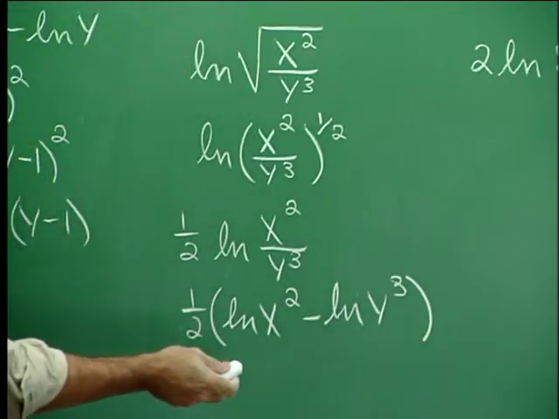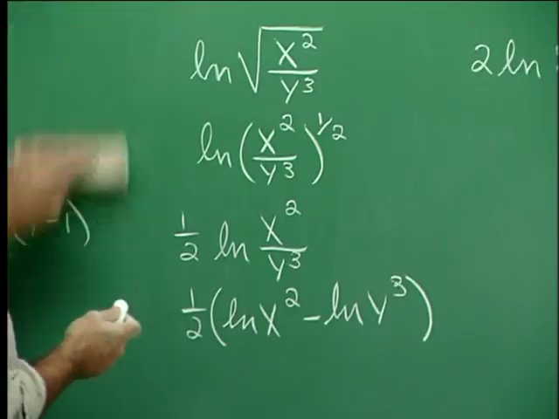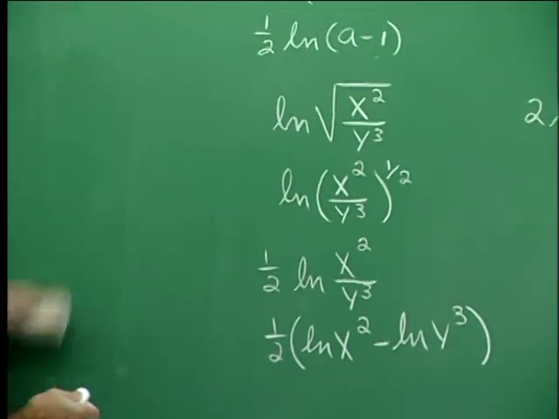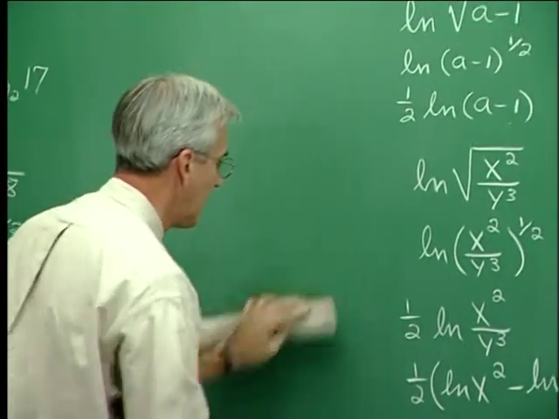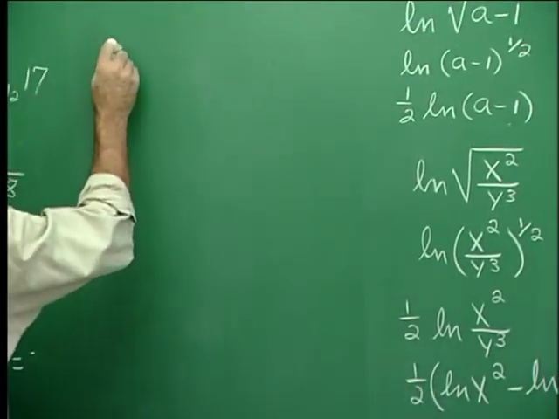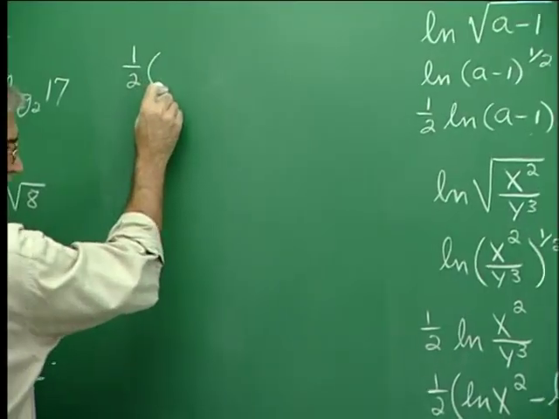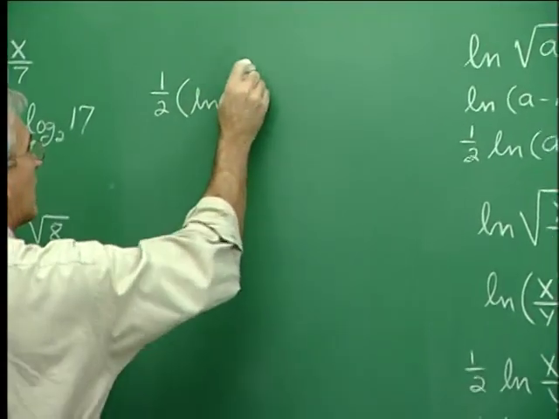And we can go further with this problem. In fact, we can go quite a bit further. Let's come up here and work with it a little bit more. We're not finished expanding here by any stretch. All right, I'm just going to repeat that step. It's 1/2 times ln x squared.